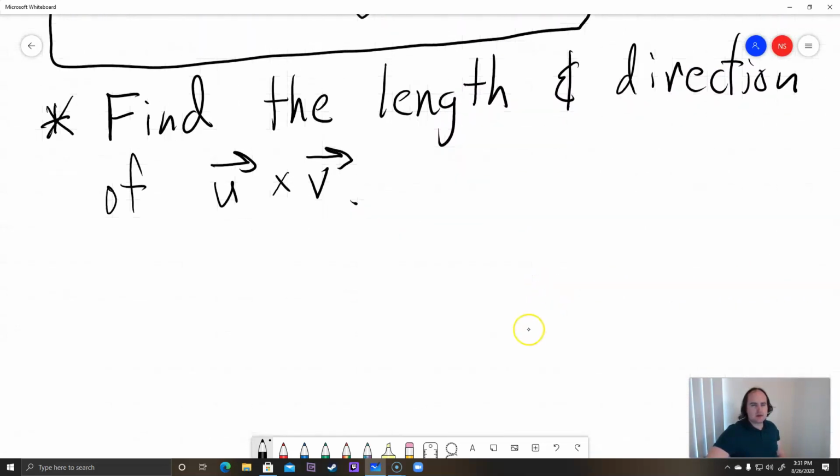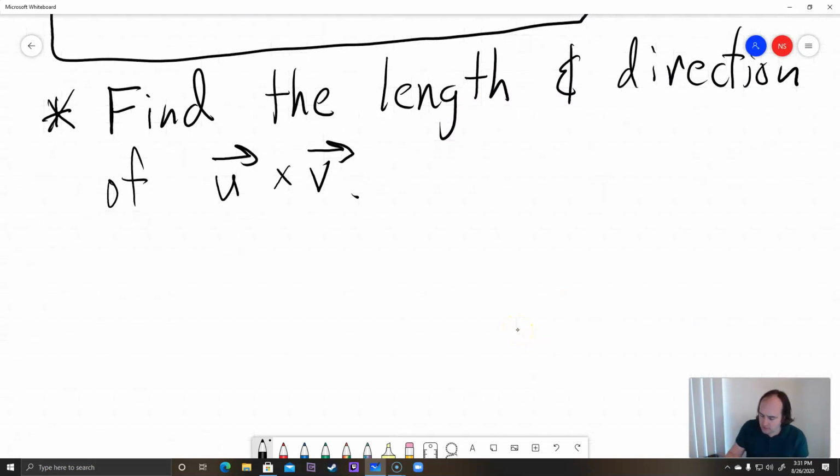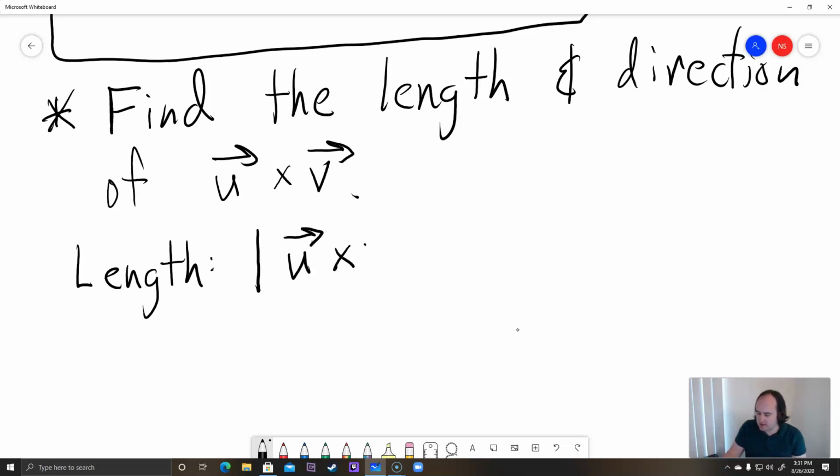So let's go ahead and start with the length. Remember that the length of a vector is written as, it looks like an absolute value. You have vertical lines on each side. So it looks a lot like the determinant of a matrix, which also has vertical lines.